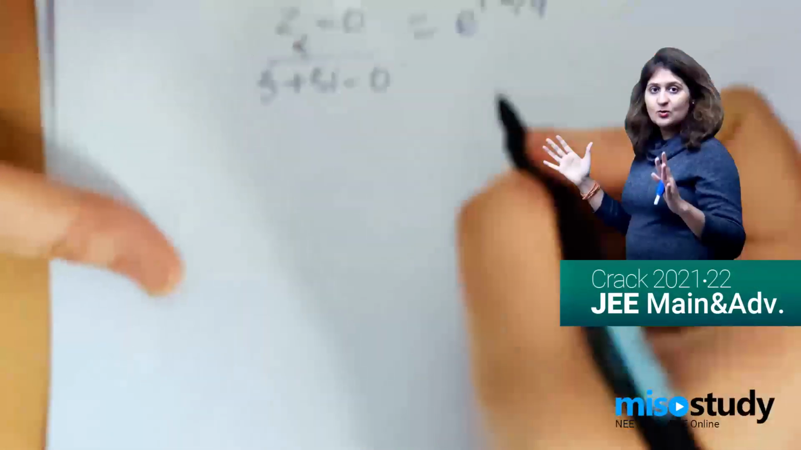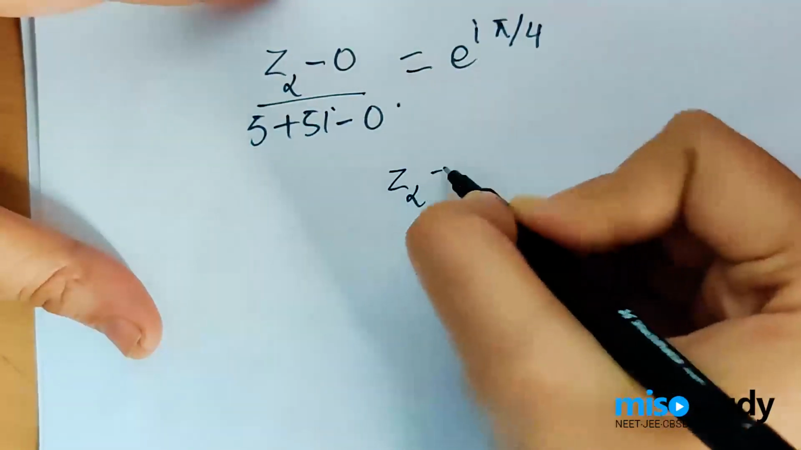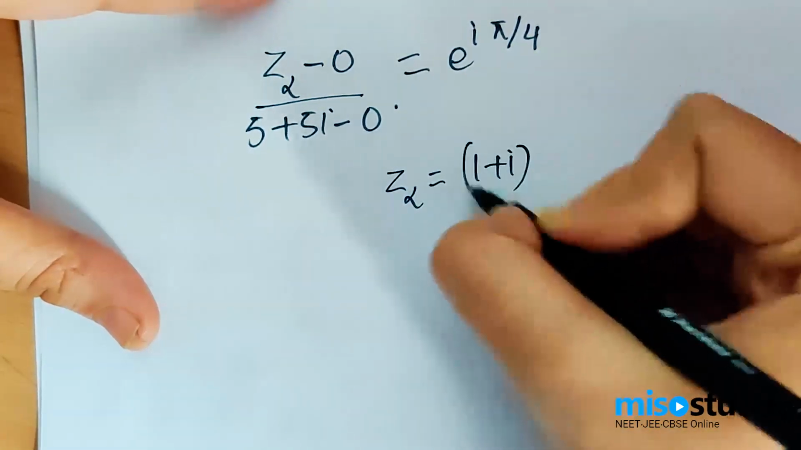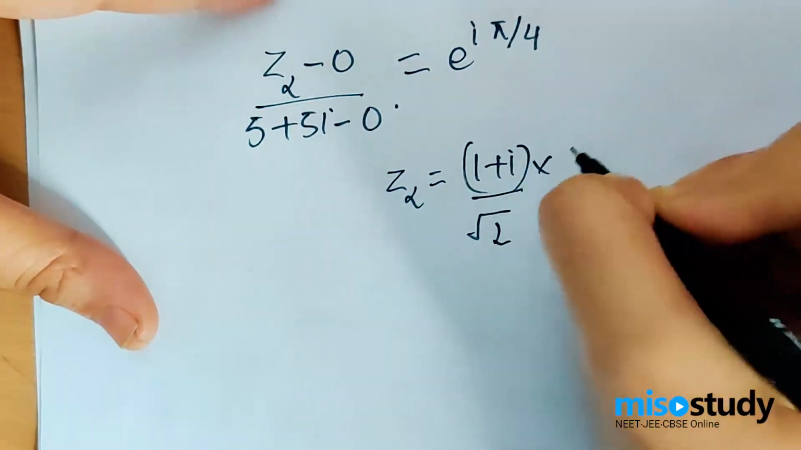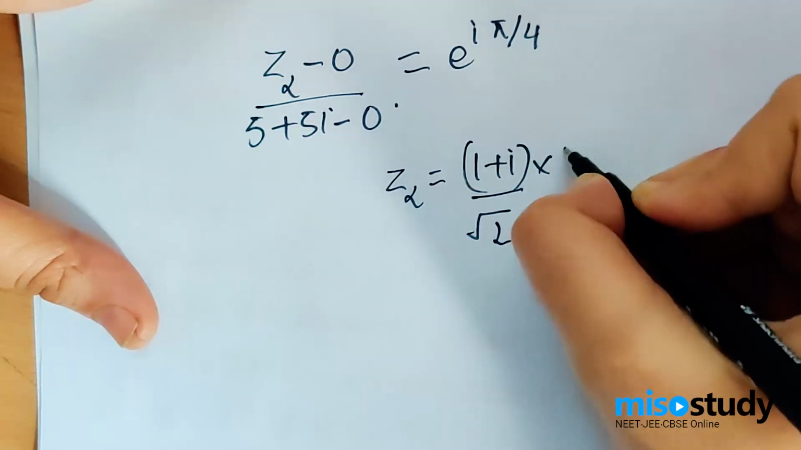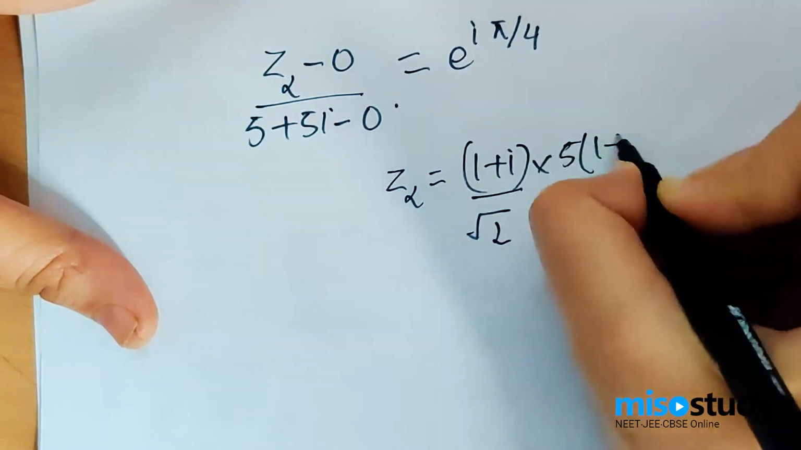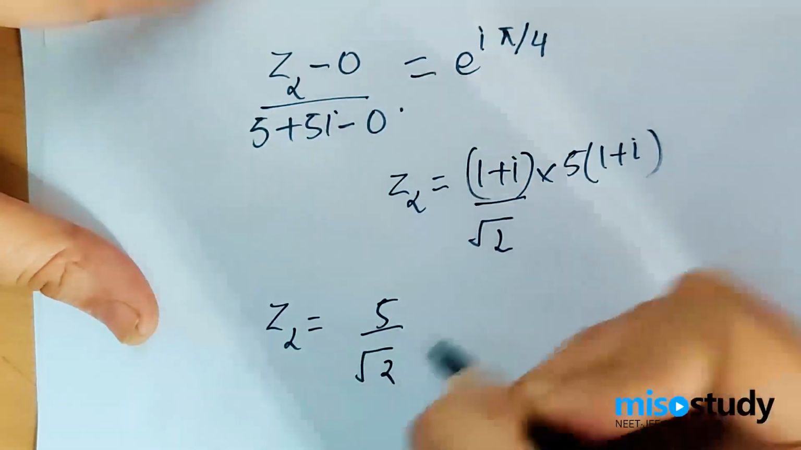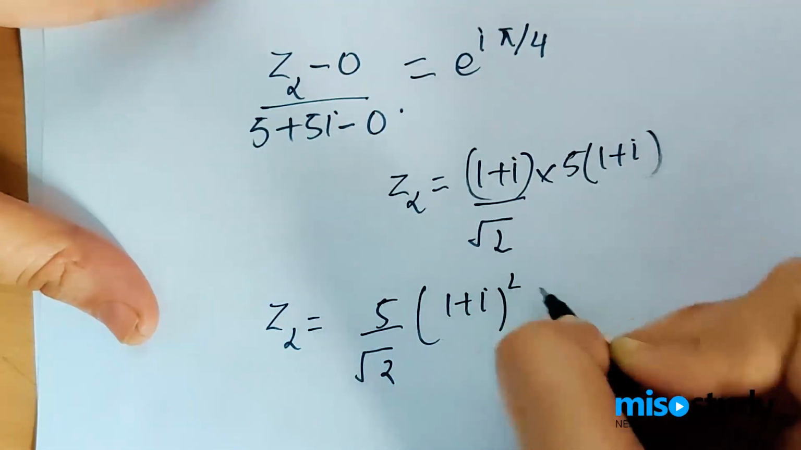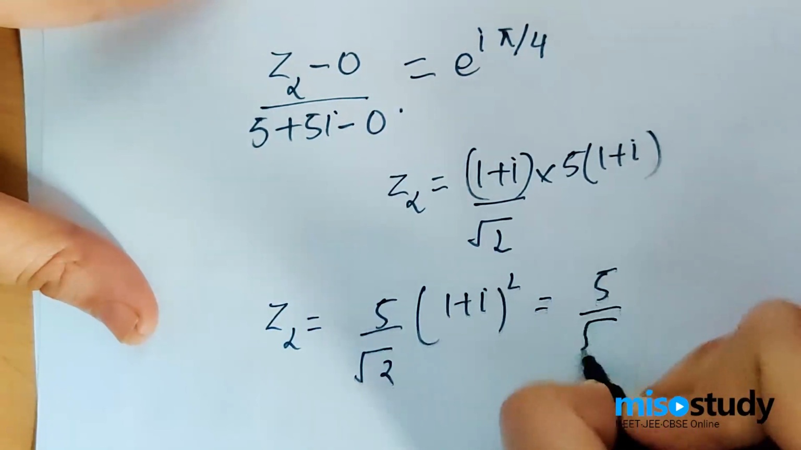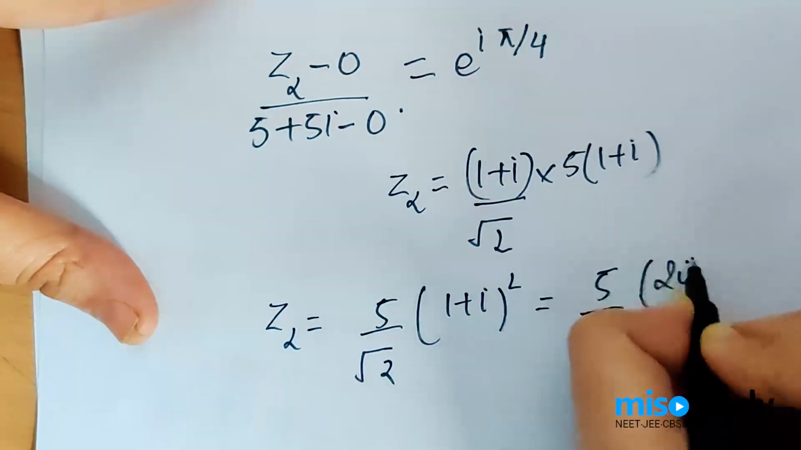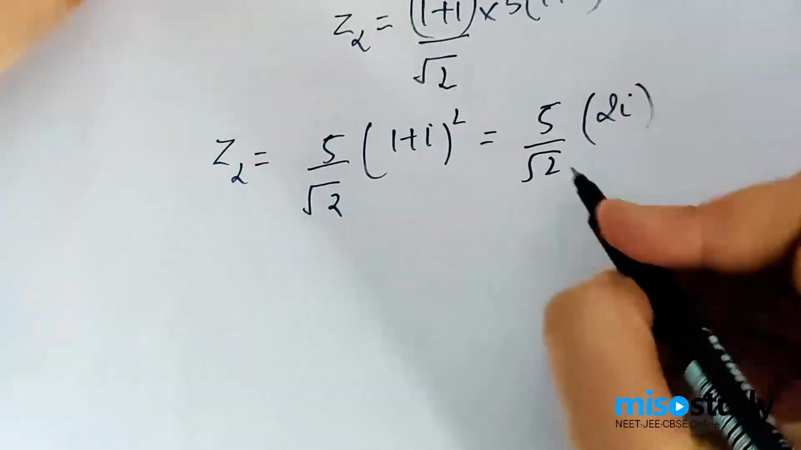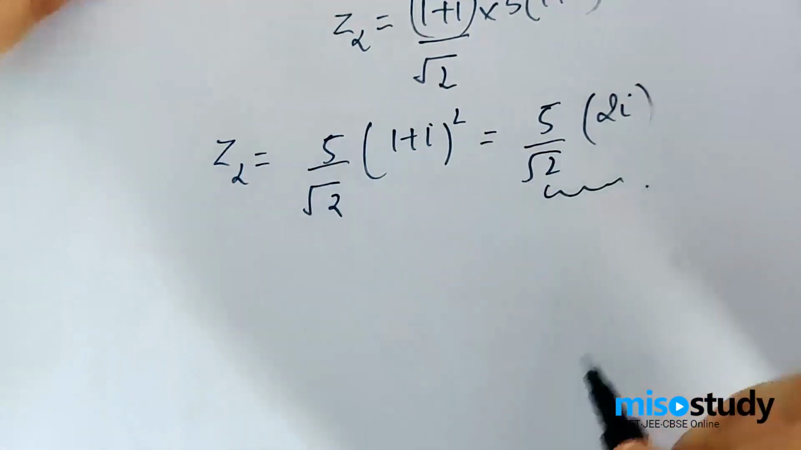So you will find out that z2 is, with e raised to the power iota pi by 4 being 1 plus iota upon root 2, using Euler's form, 5 into 1 plus iota. So you will see that z2 is equal to 5 by root 2 times 1 plus iota square. On solving you will have 5 by root 2 times 2 iota. So basically it turns out to be an imaginary number.